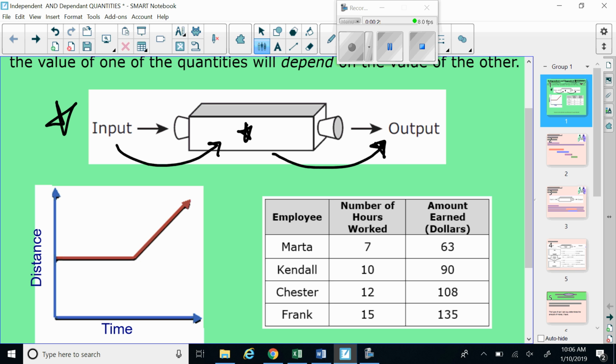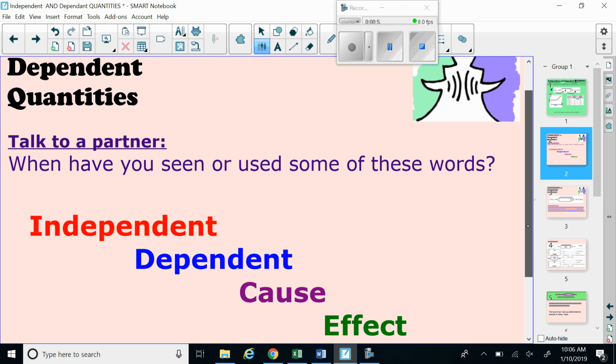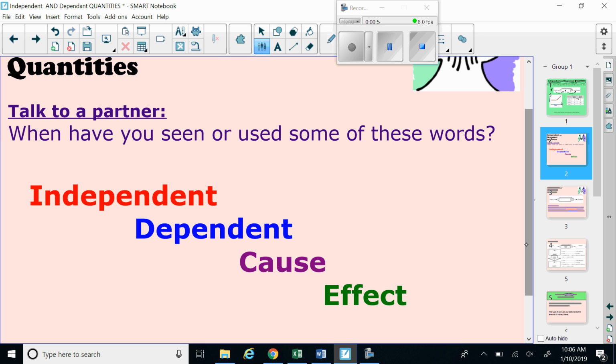So the output. We look at graphs, and they have an x-axis and a y-axis. And then we can look at tables, and tables can be filled with information. Something is here, and then there's usually a process, and then it changes. So that's what we're looking at today. When you see these words, I want you to think about what they are.